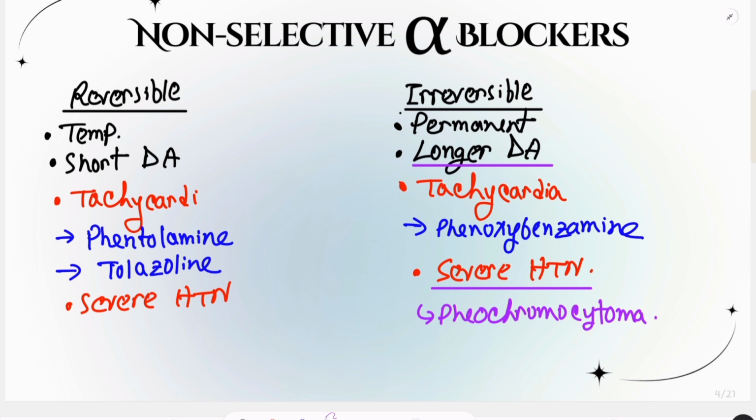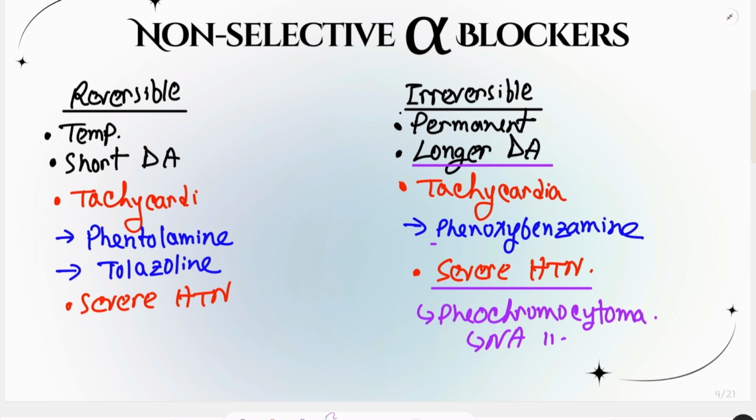Pheochromocytoma is the tumor of adrenal gland. In previous video, we have discussed in detail about treatment and management of pheochromocytoma. But we can use an alpha blocker only in noradrenaline producing pheochromocytoma. In adrenaline producing pheochromocytoma, the alpha blocker is contraindicated, and the actual mechanism we have discussed in previous video.